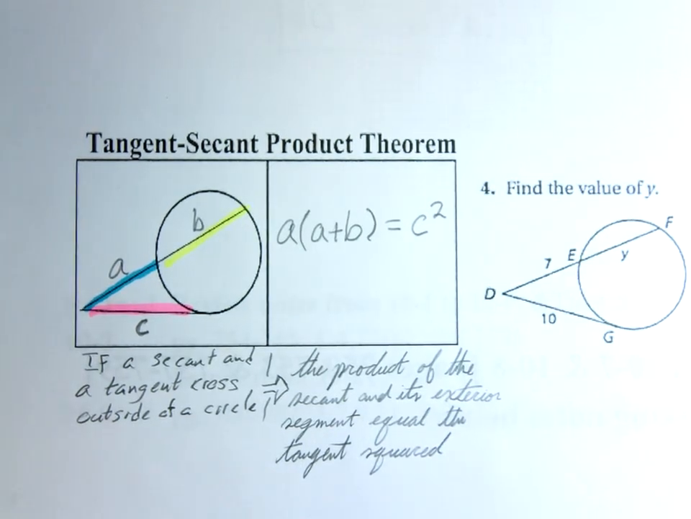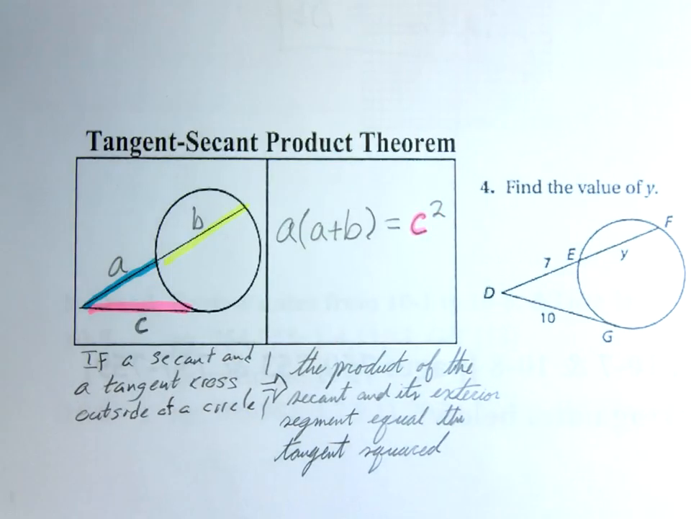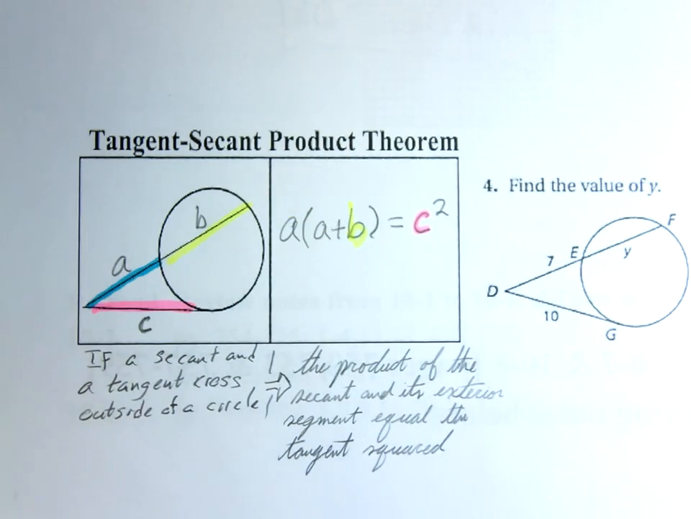Now just color coordinate so it's easy to see. Maybe I'll actually highlight the C this time. Highlight the B and the A.